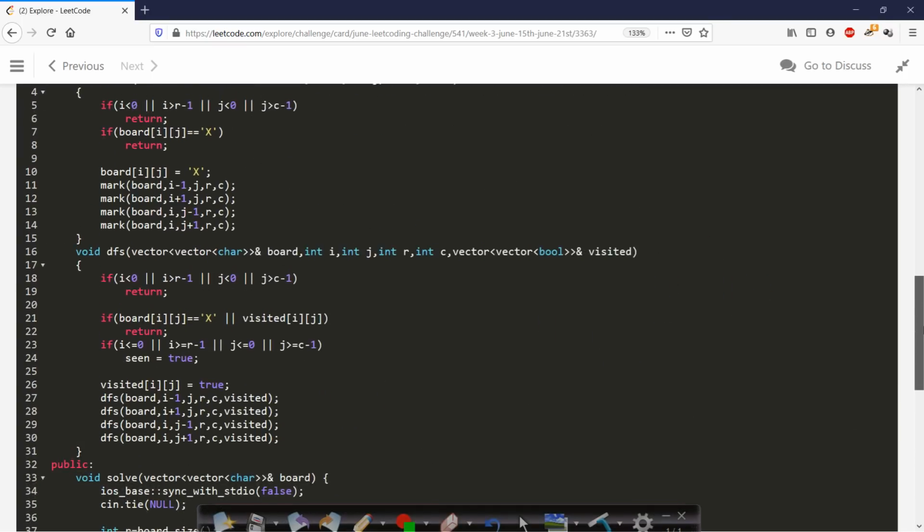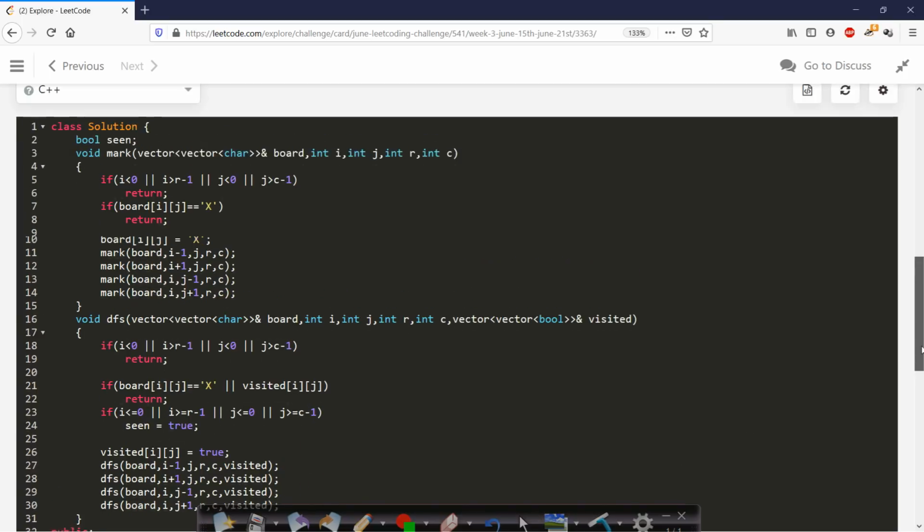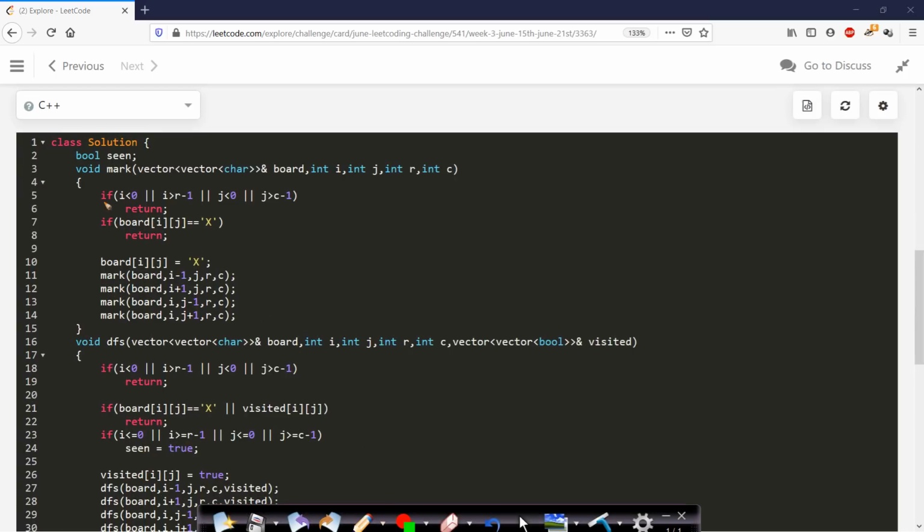Now let us look at the DFS call. This DFS call is very simple. It does the boundary check, and checks if the current element is X or has already been visited. Then we check if this is connected to a boundary element. If it is, we make seen equal to true. Finally, we mark the current node as visited and make calls in all 4 directions. The other DFS call, the mark DFS, is almost similar. In this case, we are marking a candidate region having all zeros to all X's. And this is the boundary check. So I hope you understood this approach.